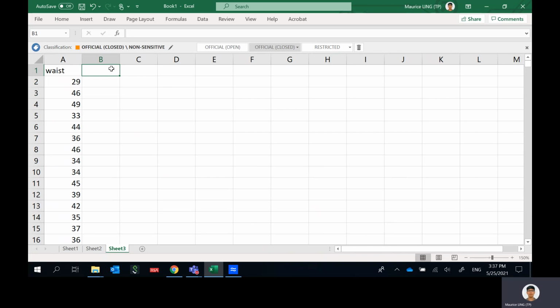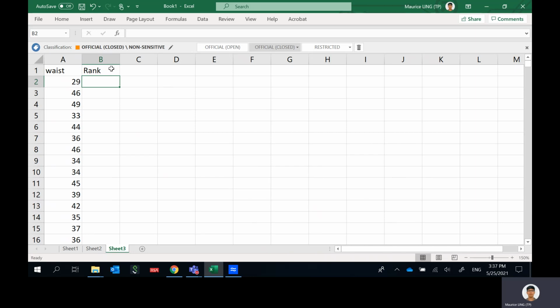At B1, you type this thing called rank. So you want to rank the waist data, that means from smallest to largest. If there are ties, you have to add up and break into 2. So ties will give you maybe like 7.5, 7.5. Understand?